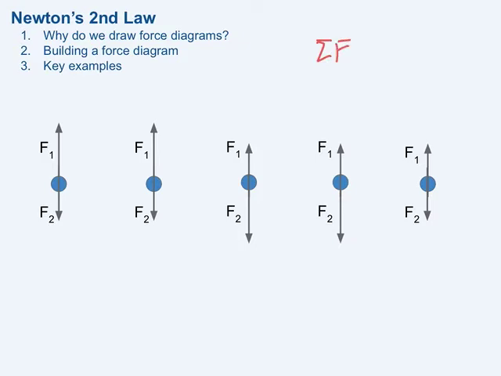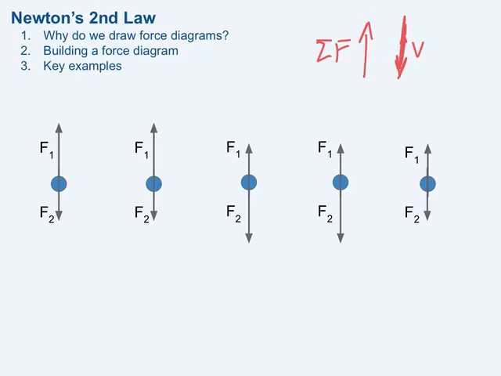So if the net force points in the same direction as the velocity of the object, then we know the object's going to be accelerating the way we normally think about the word accelerate. It's going to be speeding up. But if instead our velocity points in the opposite direction of the net force, then that net force causes the object's motion to slow down.